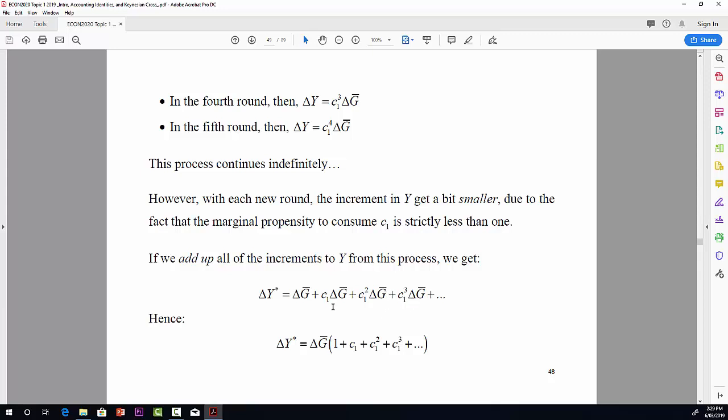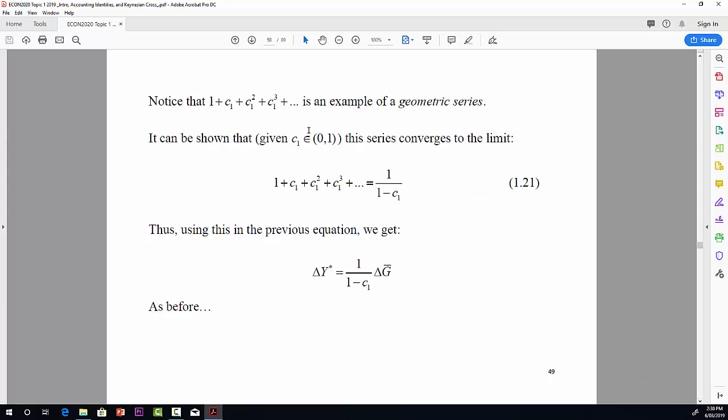round, and so on. And we can just factor out this change in G bar, and you get change in Y star is equal to change in G bar times 1 plus C1 squared plus C1 cubed, and so on. Now this thing, 1 plus C1 and so on, is an example of what's called a geometric series. If you look in those mathematical notes that I circulated, you'll see geometric series are very commonly used, and they have very nice properties.